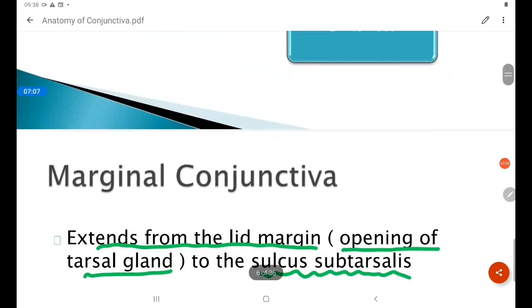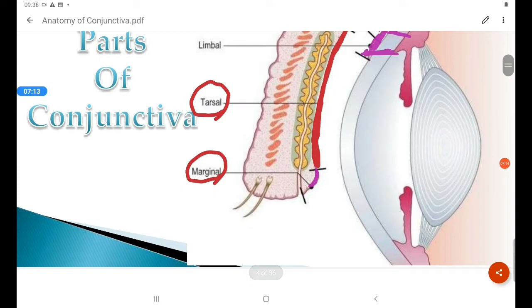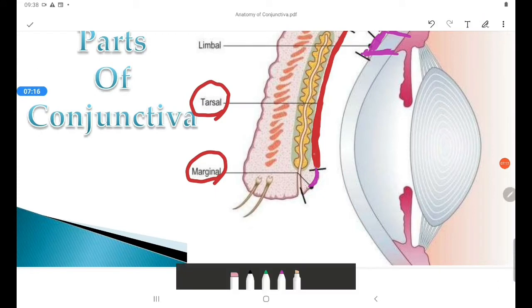So with respect to the diagram here, we should know that this is the area of the subtarsalis, where the marginal part of the palpebral conjunctiva ends. So it starts at the opening of the meibomian gland. This is the meibomian gland or the tarsal gland. This opens here. So the marginal part of the palpebral conjunctiva starts at this opening and extends up to the area subtarsalis, where the gland starts. Now this is around 2 millimeters from the lid margin.